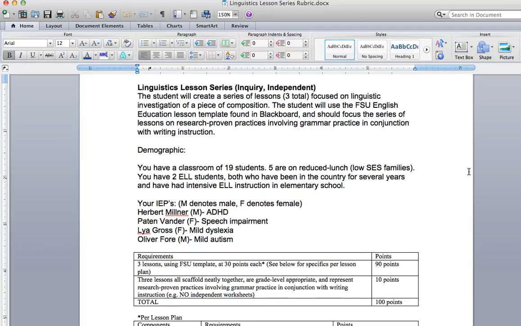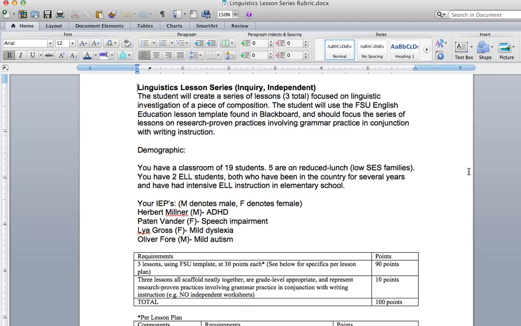For the linguistics lesson series, you're going to create a series of scaffolded lessons, so they do have to be together. There are a set of lessons that you do, Monday, Tuesday, Wednesday, for example, that is focused on using research-proven practices involving grammar practice in conjunction with writing instruction. So you need to have some form of writing in this lesson.